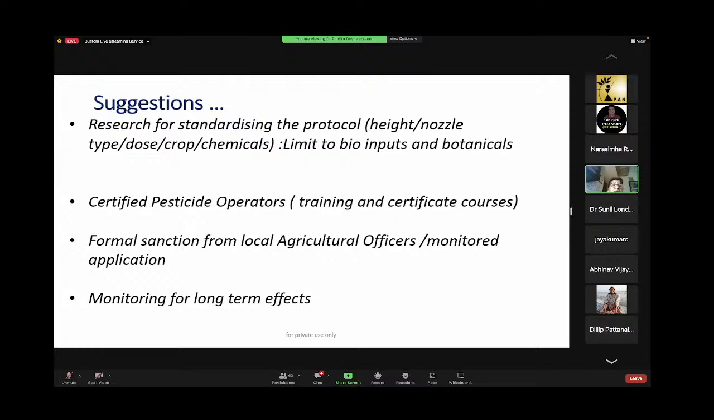That is one suggestion. Then the second one is that these operators are to be given some formal training, certificate courses, and may be declared as certified pesticide operators. So that I think these things can be included in the new pesticide management bill. And these certified pesticide operators have certain duties and responsibilities, and they will also be liable for the damages. And it is also advisable to have a formal sanction from the local agricultural officer.